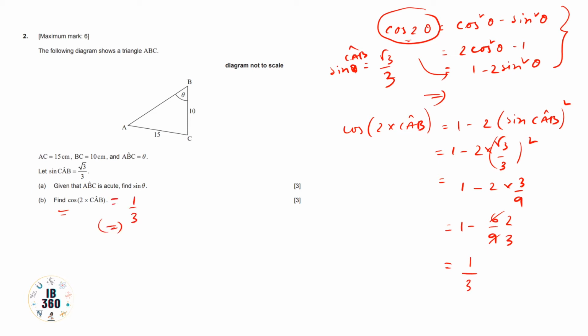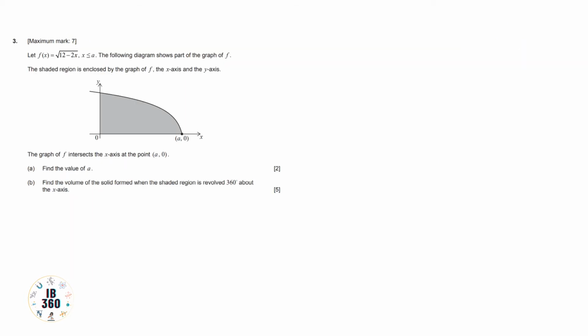So this is also another simple problem. Now the third problem. It is a very interesting problem. Let f(x) equals root over 12 minus 2x, x less than or equal to a. The following diagram shows part of the graph of f. The shaded region is enclosed by the graph of f, the x-axis and y-axis. It is given like this. So in this problem, find the value of a.